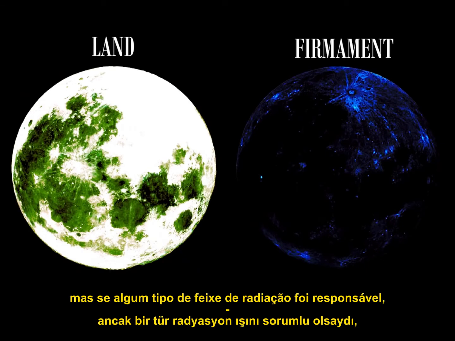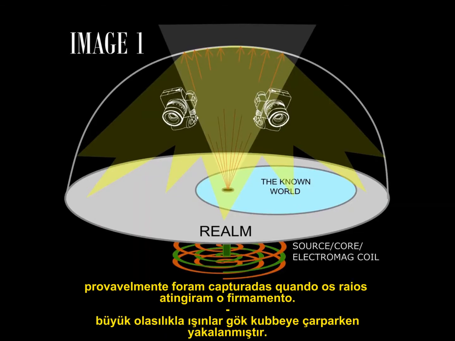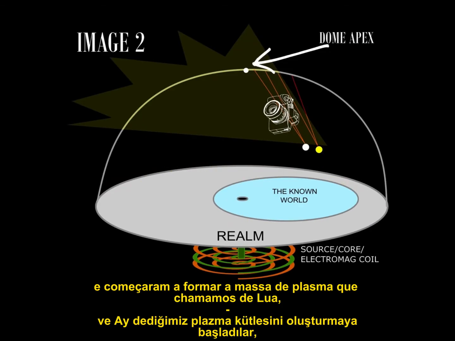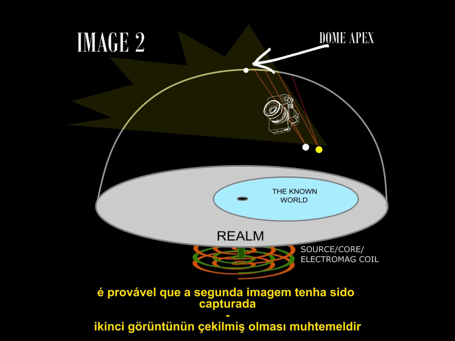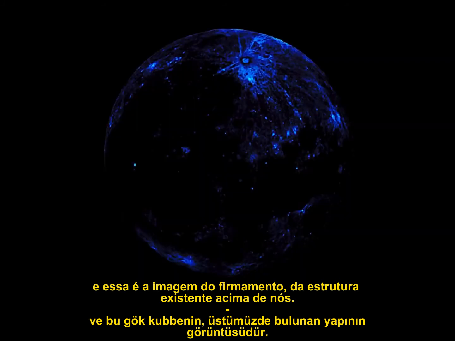But if some kind of radiation beams were responsible, then the first image, the land masses of our greater realm, were most likely captured as the rays hit the firmament. And as those rays were reflected into our ionosphere and began forming the plasma mass we call the moon, it is likely that the second image was captured. And that is the image of the firmament, of the structure existing above us.